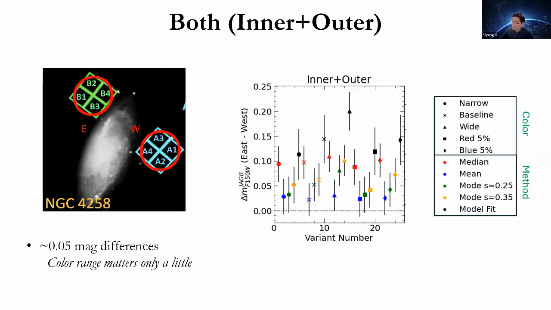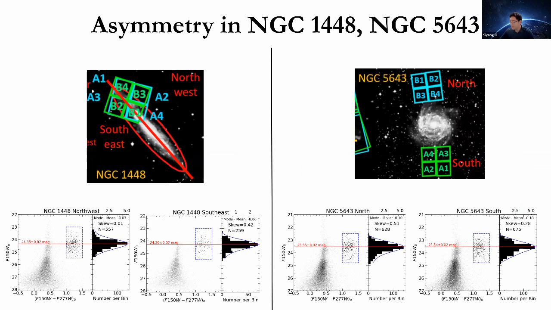Now, the last thing we looked at was, what if we combine the inner and outer fields? And here we have the most stars to work with. We see that the differences are still mostly non-zero, not consistent with 0, clustered around maybe 5/100ths of a magnitude. What's interesting to point out is that a lot of the variation is not necessarily due to the color. The color range matters very little, and that's shown by the differences in the shapes, at least for most of the points. But what's causing a lot of the variation is the method. And that's really due to this asymmetry in the luminosity function. I'll talk about that in a little bit.